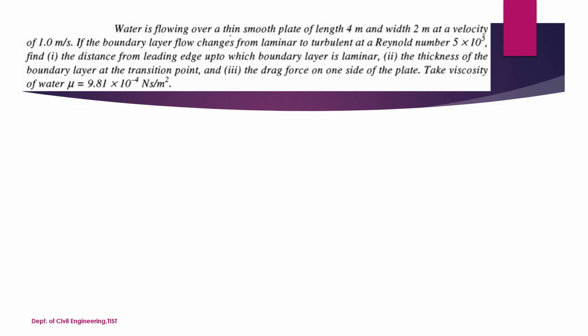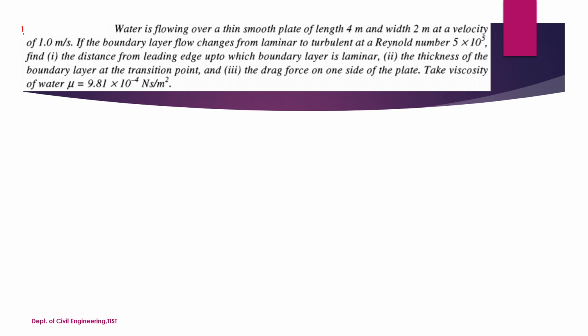Water is flowing over a thin smooth plate of length 4 meters and width 2 meters at a velocity of 1 meter per second. If the boundary layer flow changes from laminar to turbulent at Reynolds number 5×10⁵, find first, one, the distance from the leading edge up to which boundary layer is laminar.